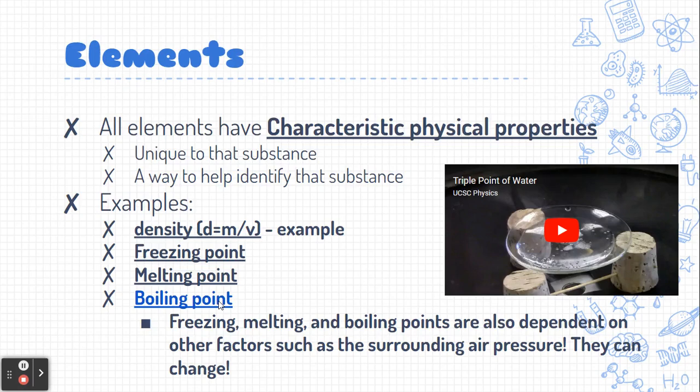So between 0 and 100, it's liquid. 0 and below, it's ice. 100 and above, it's gas. That's how it goes all the time. But by the way, you need to know something though. Freezing, melting, and boiling, yeah, we kind of know them, but they also depend on something else. Most importantly, what?